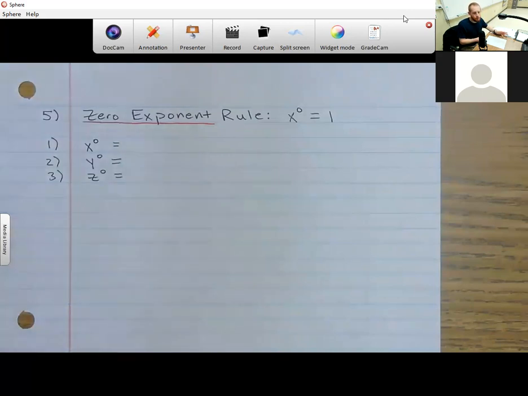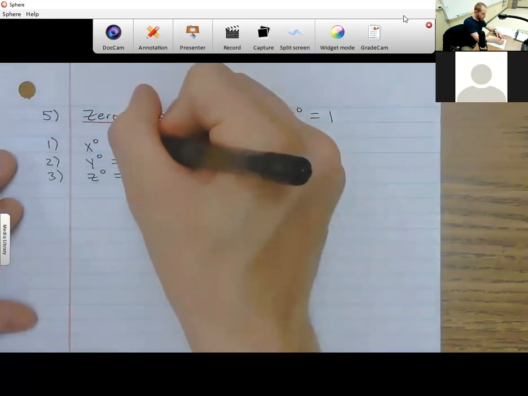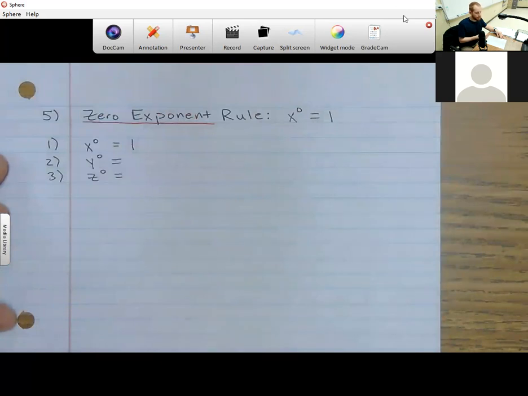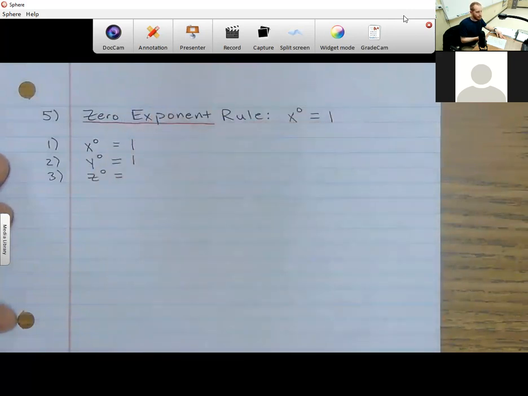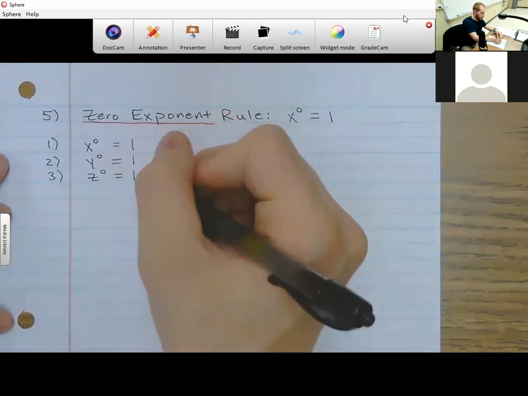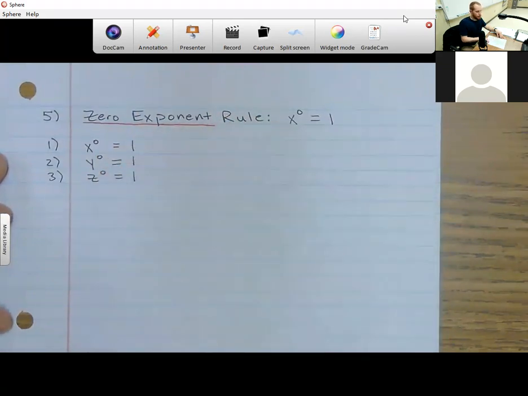I've got x to the 0 power. So I'm going to have a 1 for my answer, because anything to the 0 power is going to give me 1. So it's the same way with number 2 and number 3. You're going to get 1s, right? Y to the 0 power is 1. Z to the 0 power is 1. And we can even do these with numbers. So let's try the next 3.